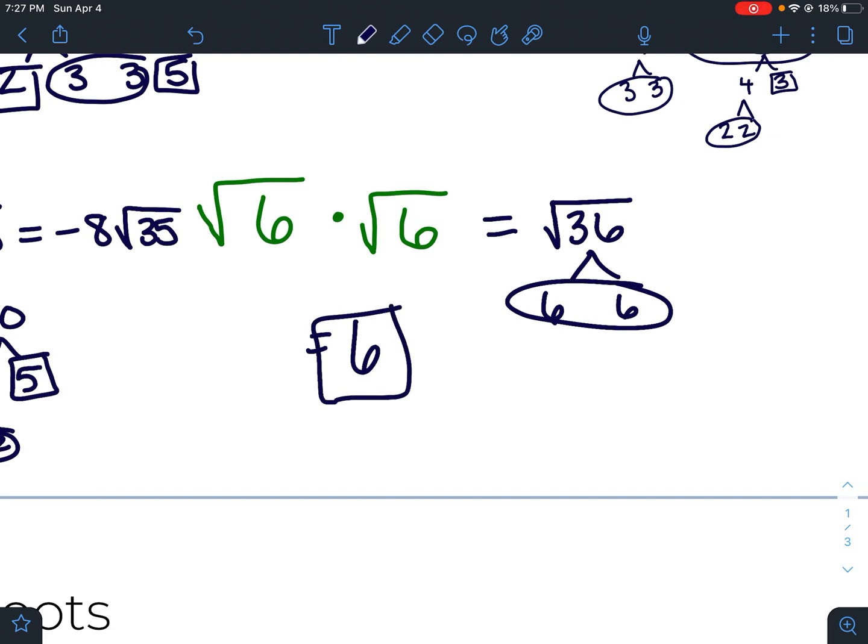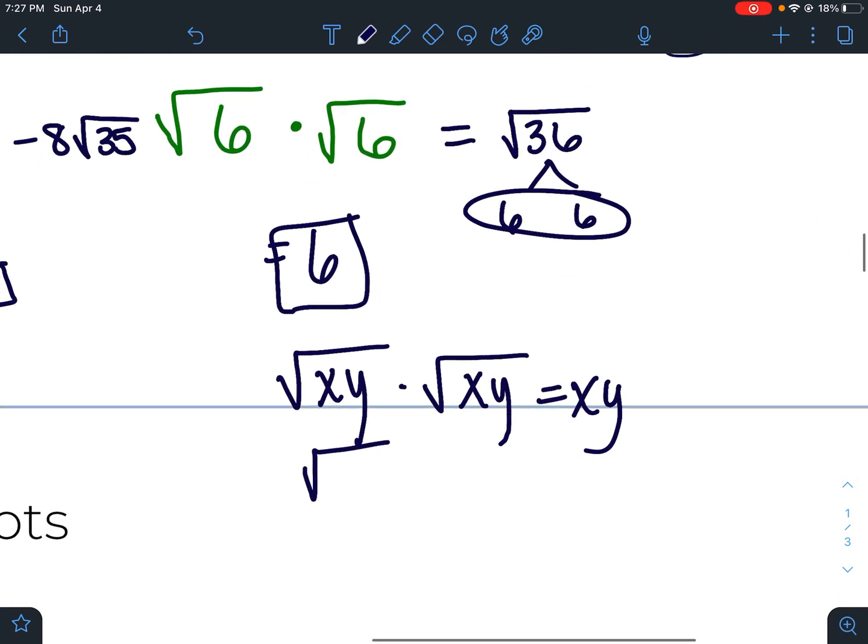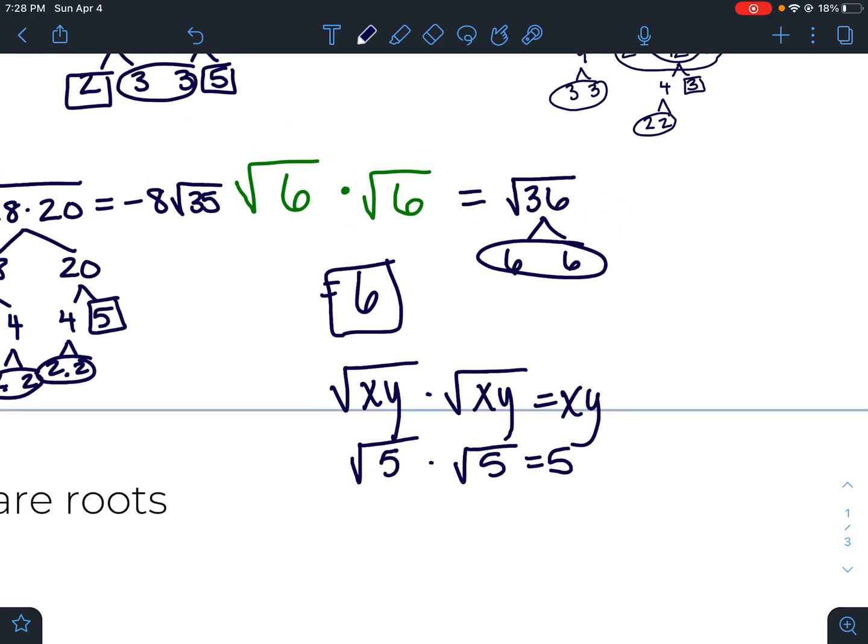If you multiply the same thing by itself for any number, it's just going to be that number. So for example, the square root of xy times the square root of xy is just xy. The square root of 5 times the square root of 5, just 5. Doesn't matter what you got, it's always going to be the same if you're multiplying it by itself.